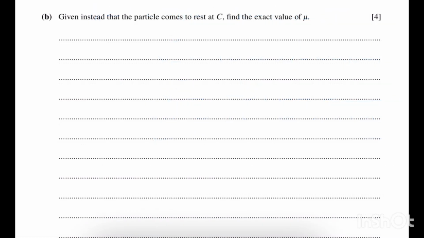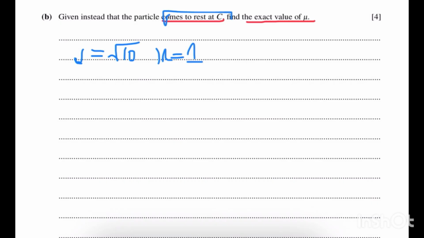For part B, they are saying that given instead that the particle comes to rest at C, find the exact value of mu. So mu is the coefficient of friction, and the condition that they've given us is that the particle comes to rest at C. Other than that, everything remains the same, which means that the speed of the particle at B remains the same, which we found out to be root 10, as well as the distance of BC, which was 1. We also now have new information, which is that the particle comes to rest at C, which means the final velocity will become 0.